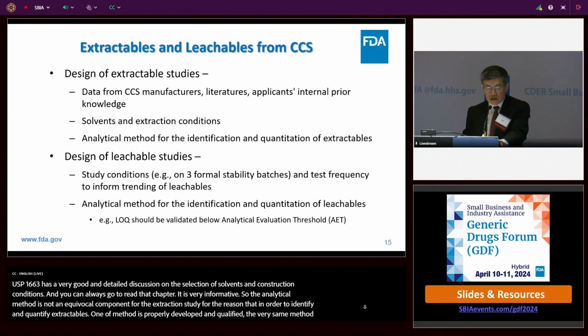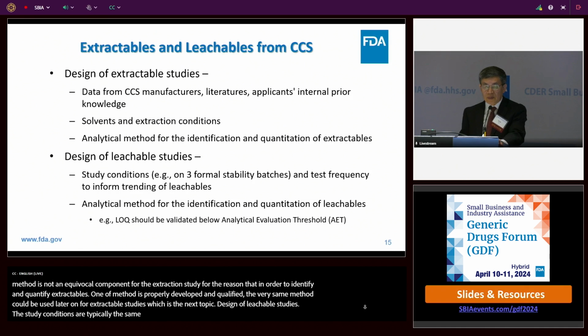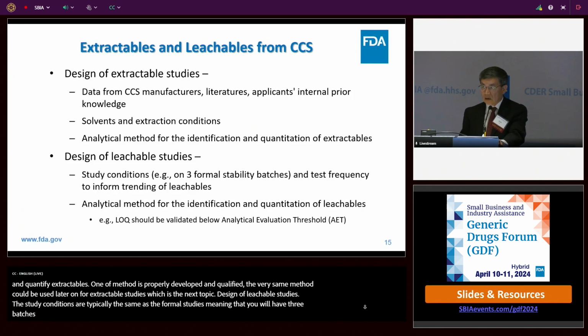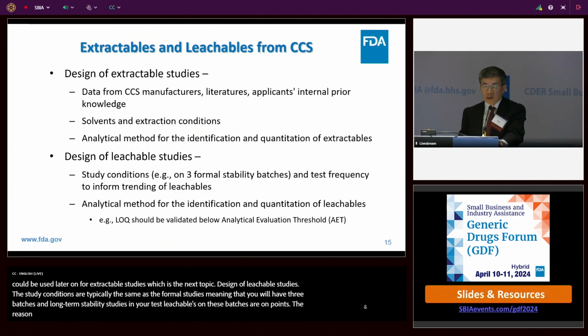topic, design of leachable studies. The study conditions are typically the same as the formal ANDA studies, meaning that you will put 3 batches on accelerated and long-term stability studies, and you'll test leachables on these 3 batches at multiple time points. And the reason to test multiple time points is to inform the trending of leachables. And you expect that towards the end of shelf life, the level of leachables will level off.